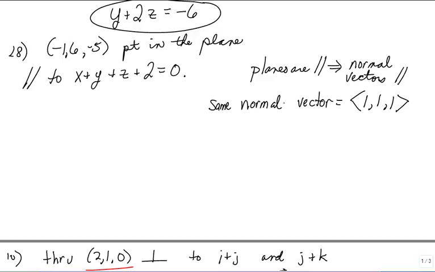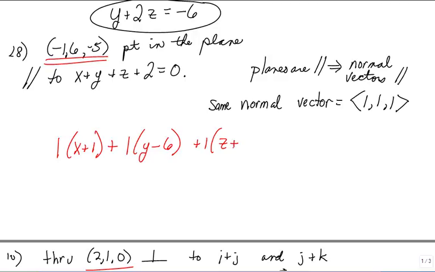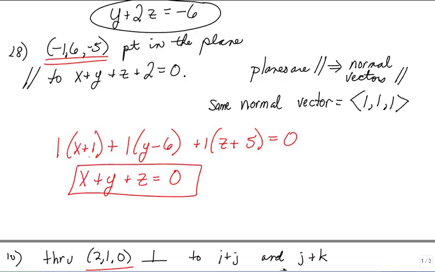So there I have the normal vector. Then, since I already know the point, all I have to do is say 1 times x plus 1, plus 1 times y minus 6, plus 1 times z plus 5 equals 0. So x plus y plus z equals 0, because the constants drop out.